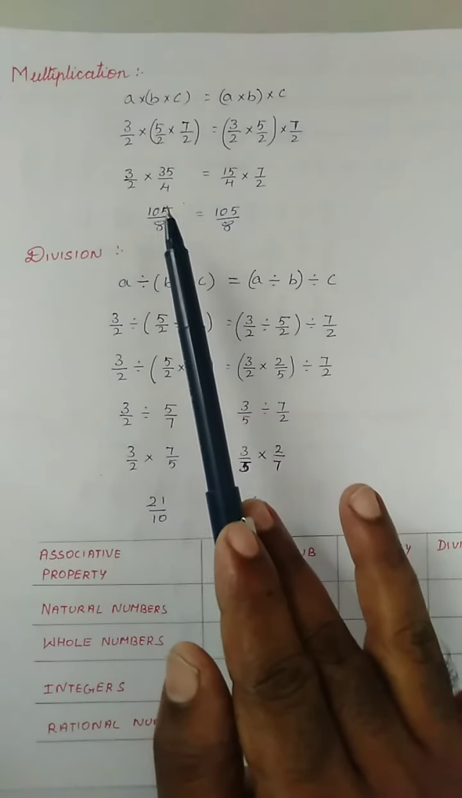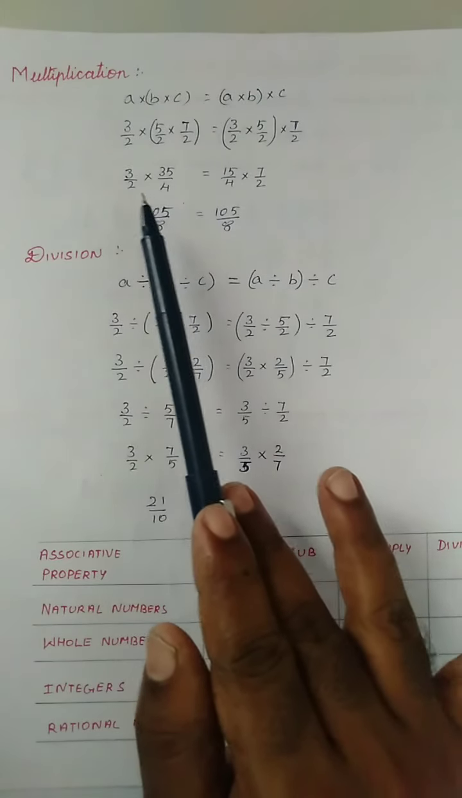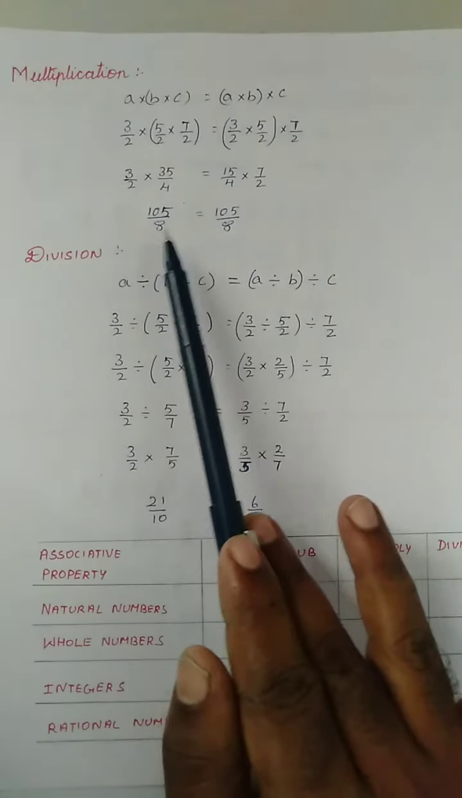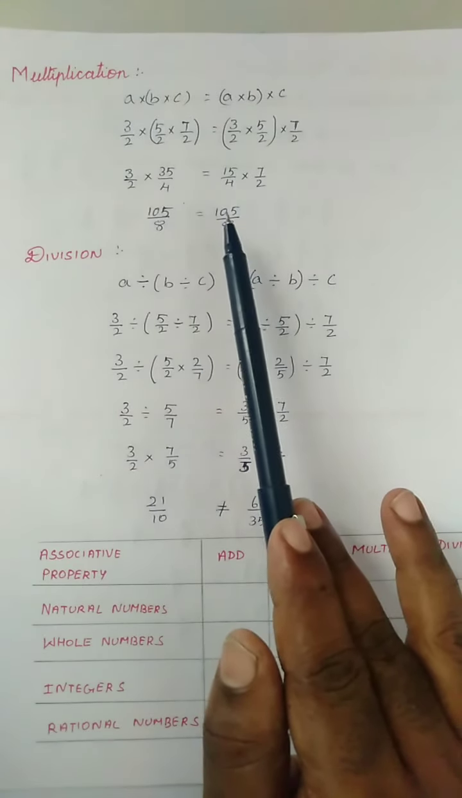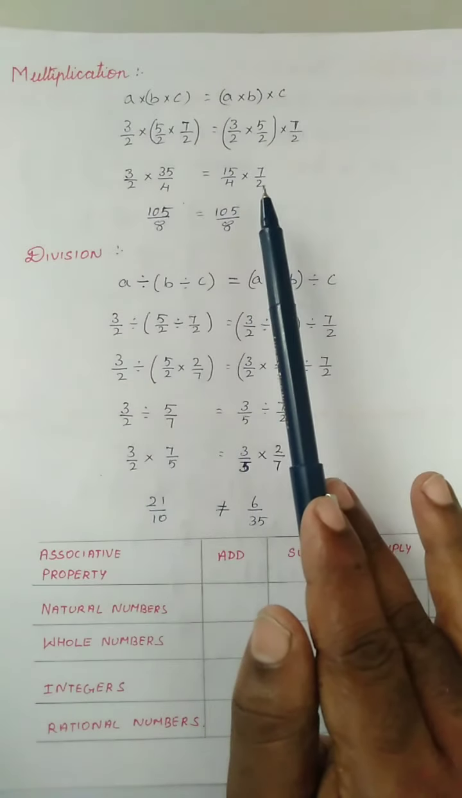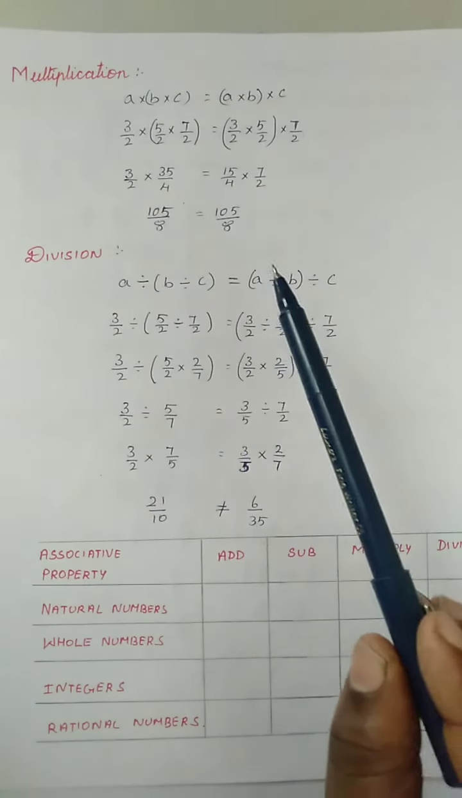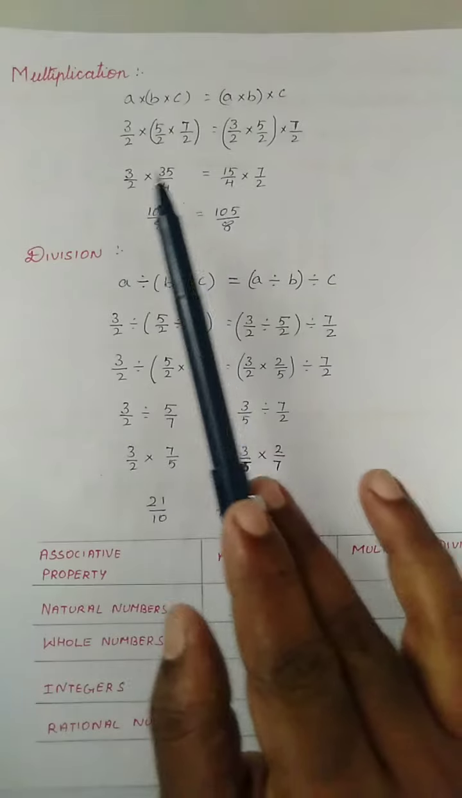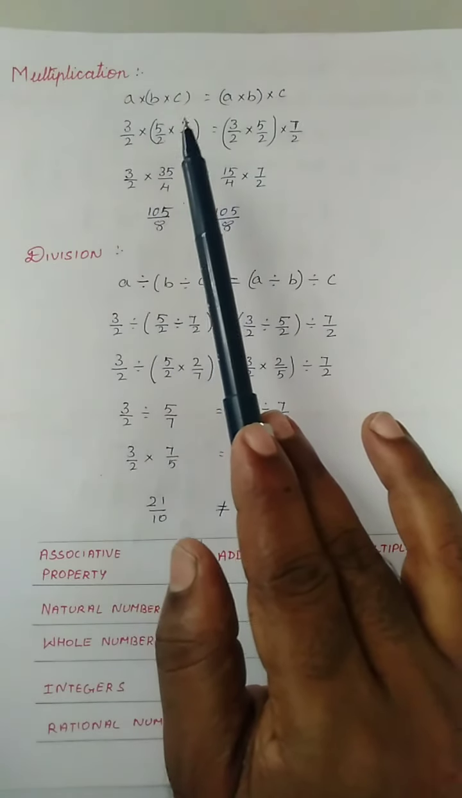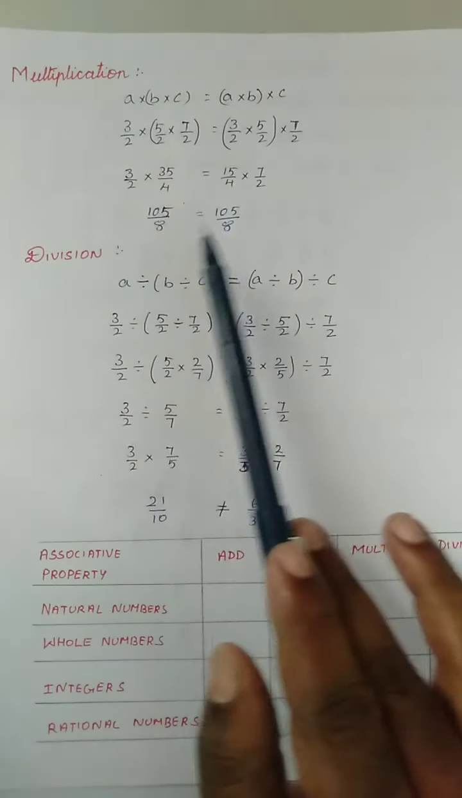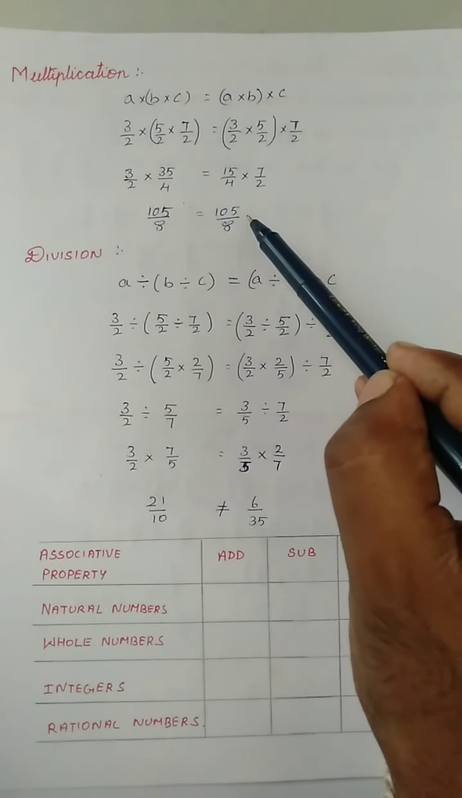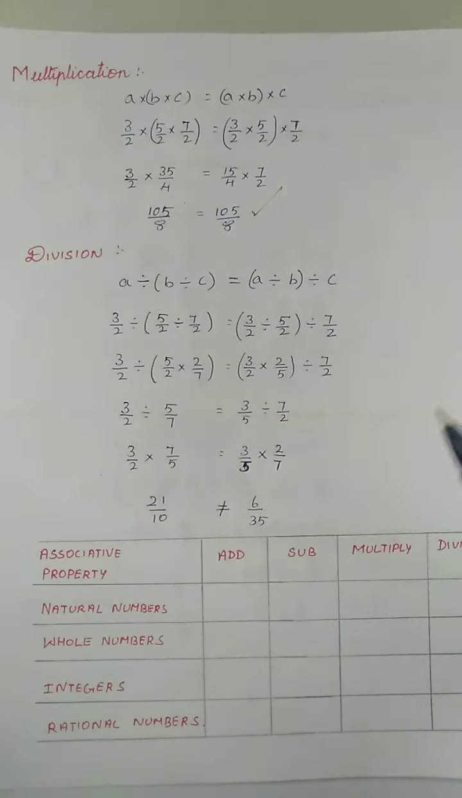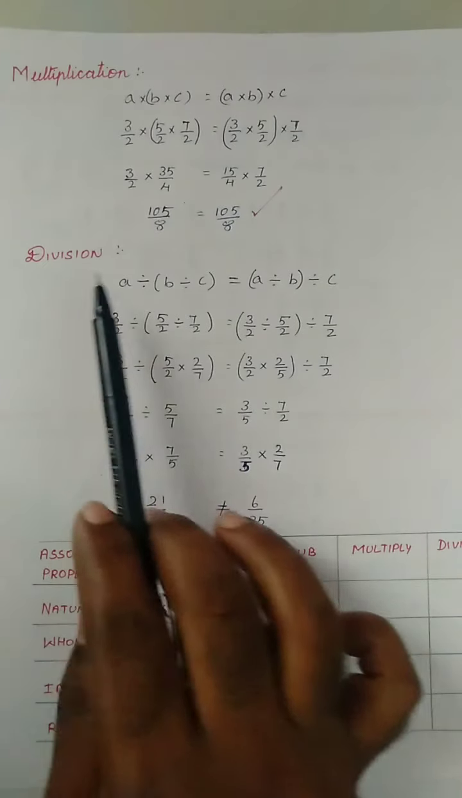Now 3 into 35 makes 105, 2 into 4 makes 8. Similarly, 15 into 7 makes 105 and 4 into 2 makes 8. It shows that when we multiply any three numbers in any order, the resulting number is the same. So associative property under multiplication is true. Let us check it for division.